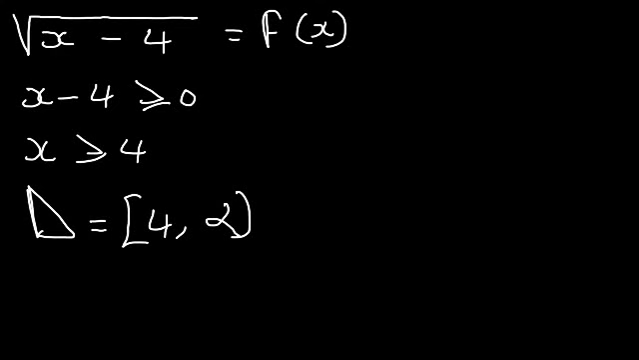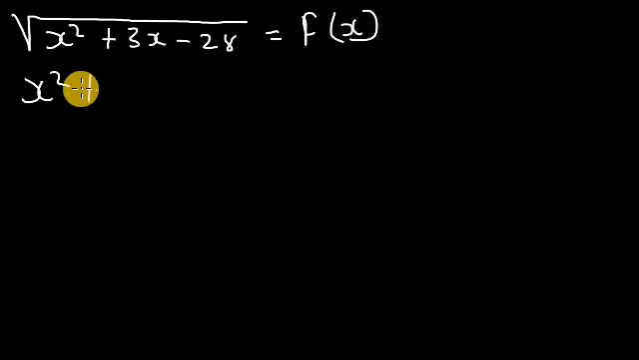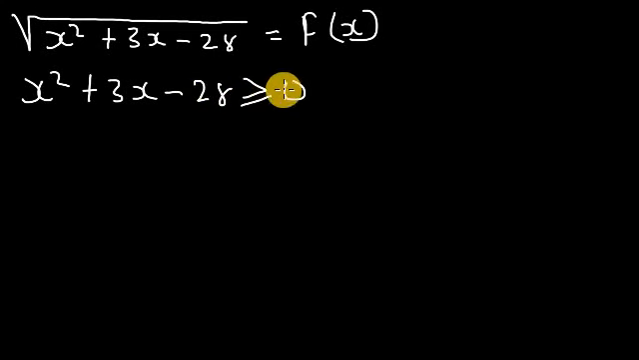Let's try more, so you can see the beauty behind this aspect. So let's say I have the square root of a quadratic function now, x squared plus 3x minus 28. How can we find the domain of this kind of function? So what we are going to do in this case is, just like before, set what you have within the radical to be greater than or equal to 0. So I have x squared plus 3x minus 28 to be greater than or equal to 0.